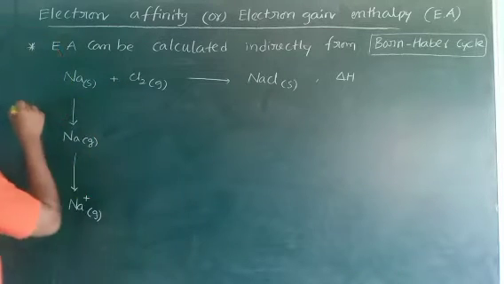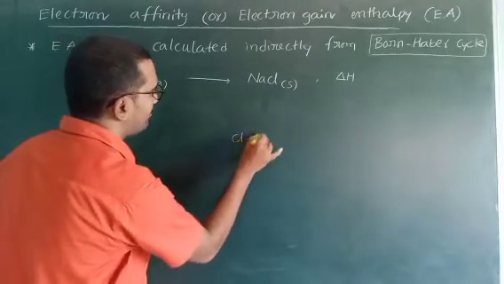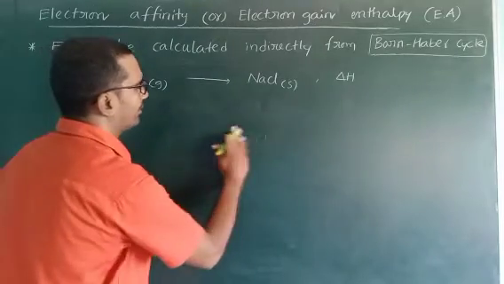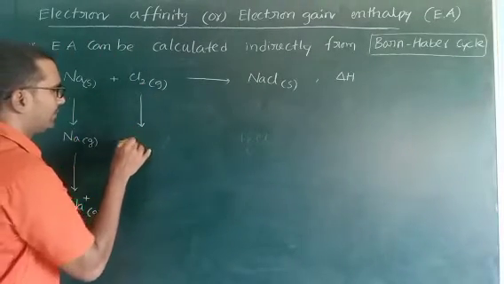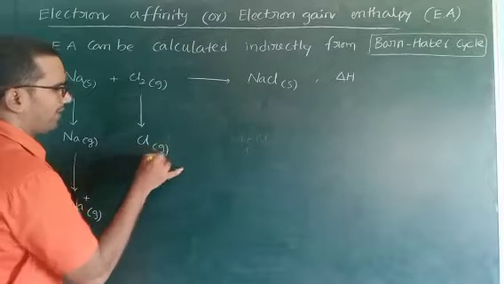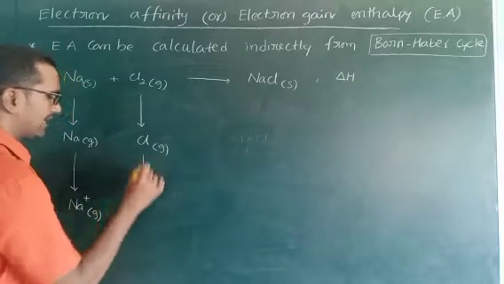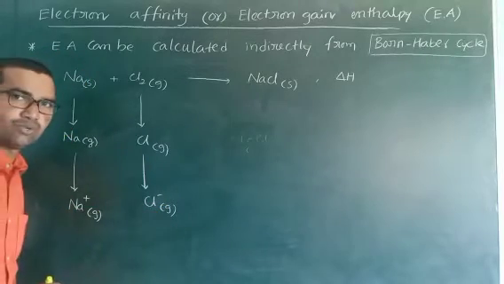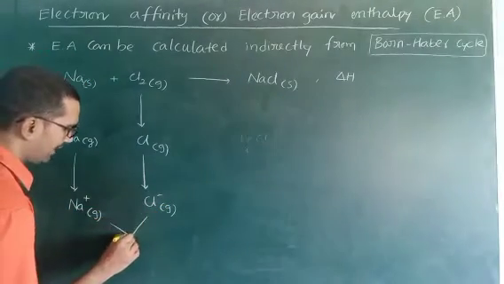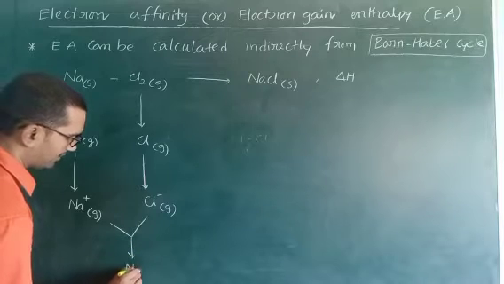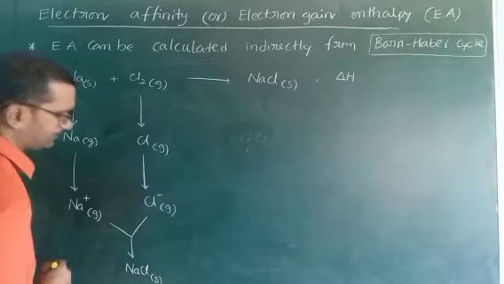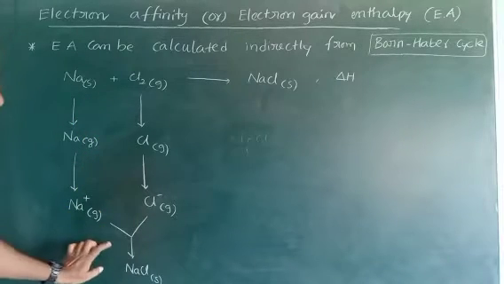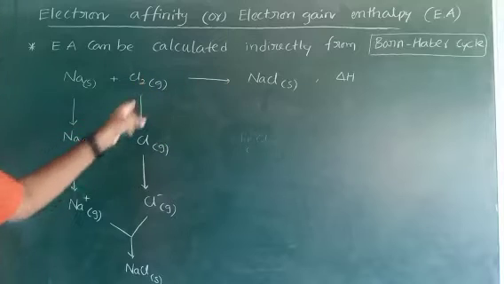Cl2 means Cl bond Cl. We want only one chlorine. That's why first dissociate, break the bond. So after breaking the bond, we get only chlorine, only one atom. This chlorine atom is converted to Cl minus. Okay, this Na plus and Cl minus both are combined together to finally give NaCl solid. Okay, ready? Now the 1, 2, 3, 4, 5 steps are involved. This is a single step, this is several steps.